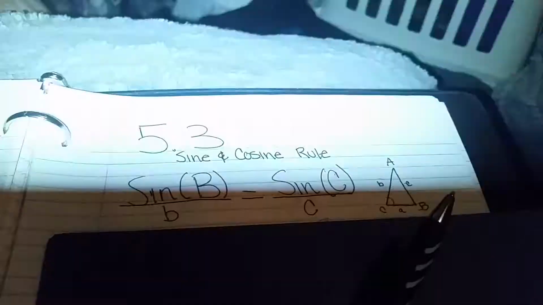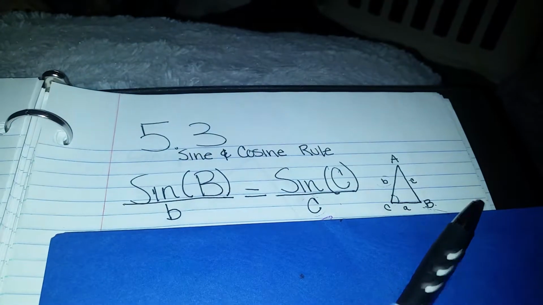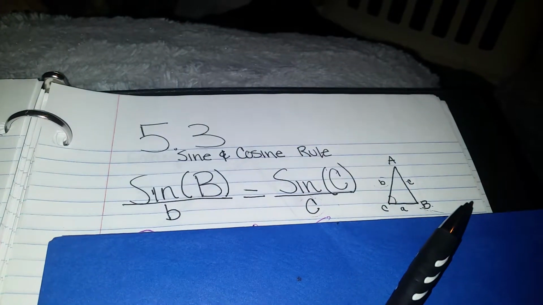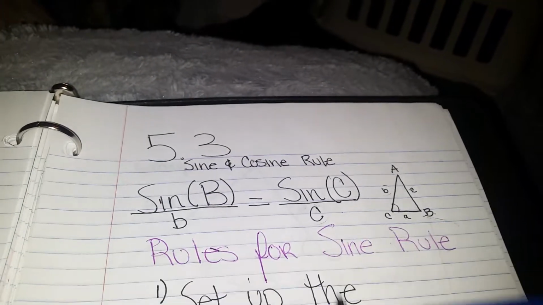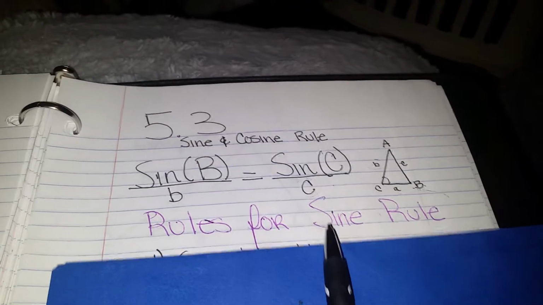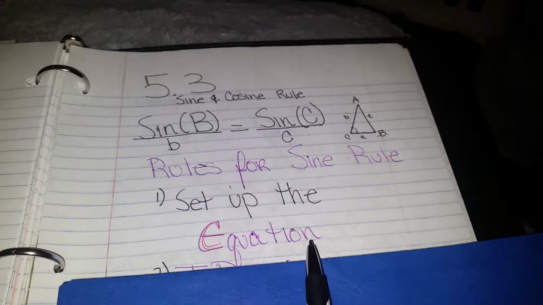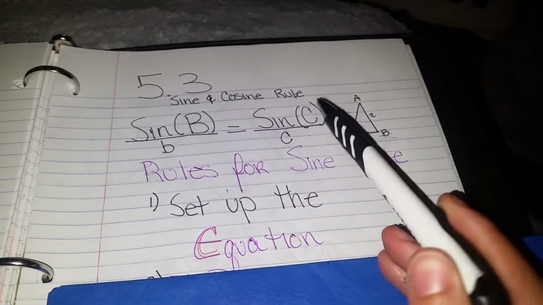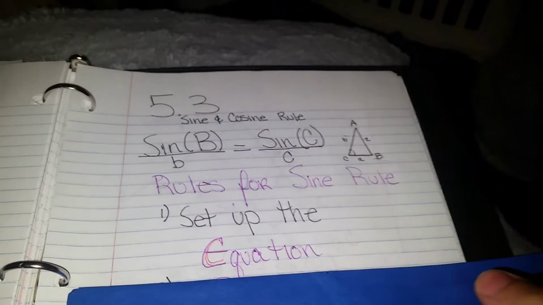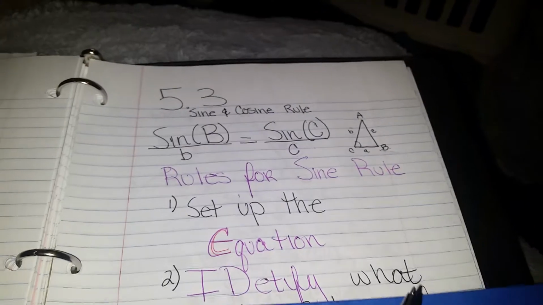A couple key rules to follow, which are going to apply to both sine and cosine rule. The first rule of sine rule is going to be setting up the equation. Usually writing out the basis of what you're going to write before filling it in is going to help you best, so that's why I consider it the setup of the equation.